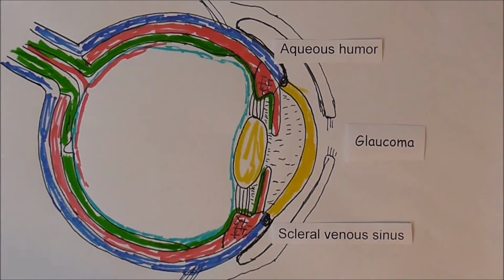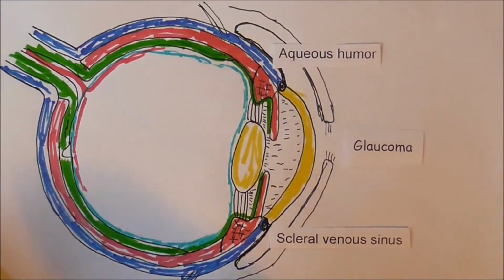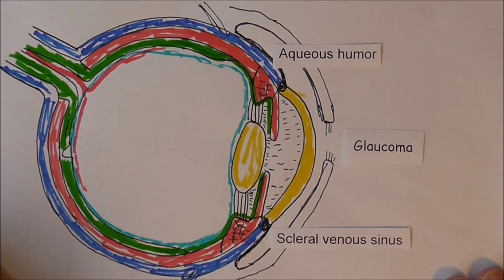The eye has a very delicate retina and blood supply in the retina, which can be compromised if there's an increase in intraocular pressure, called glaucoma. It's actually quite a common cause of blindness.